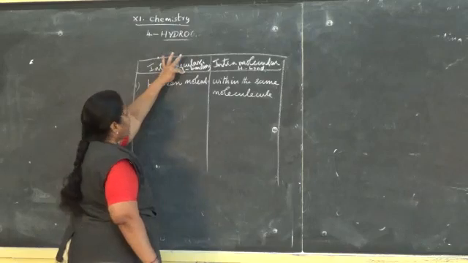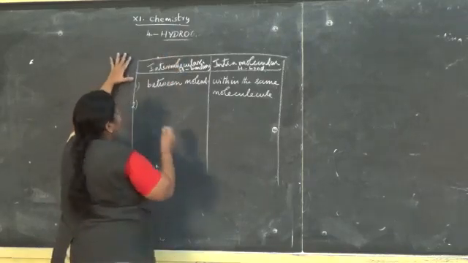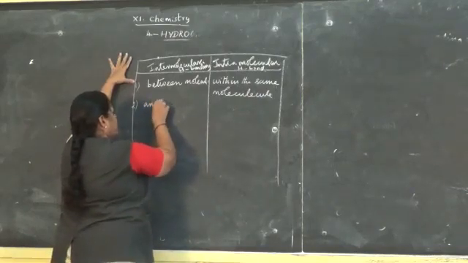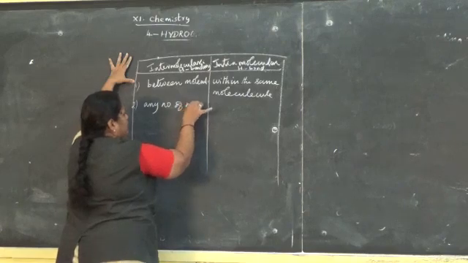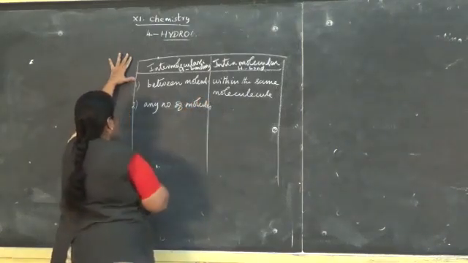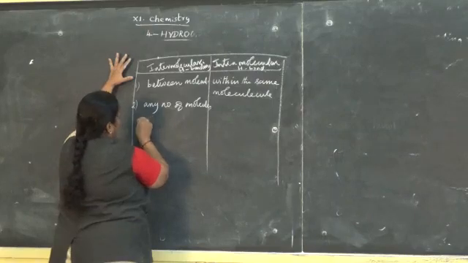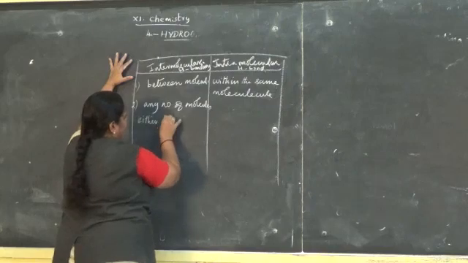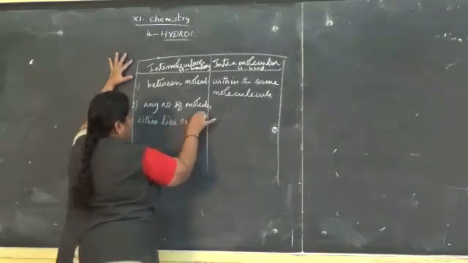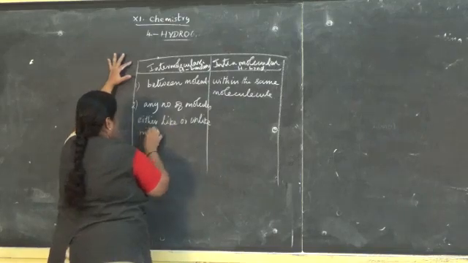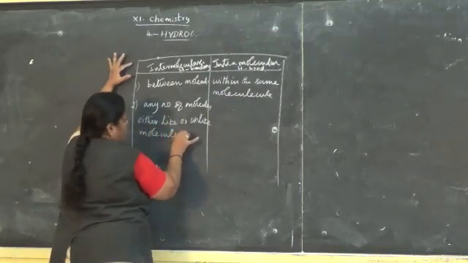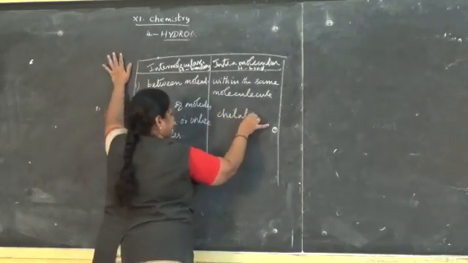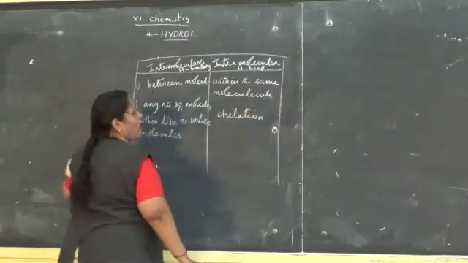Intermolecular hydrogen bonding can occur with any number of molecules, either the same type or different type, either like or unlike molecules. Intramolecular hydrogen bonding is otherwise called chelation. Chelation means ring formation, a complex compound.